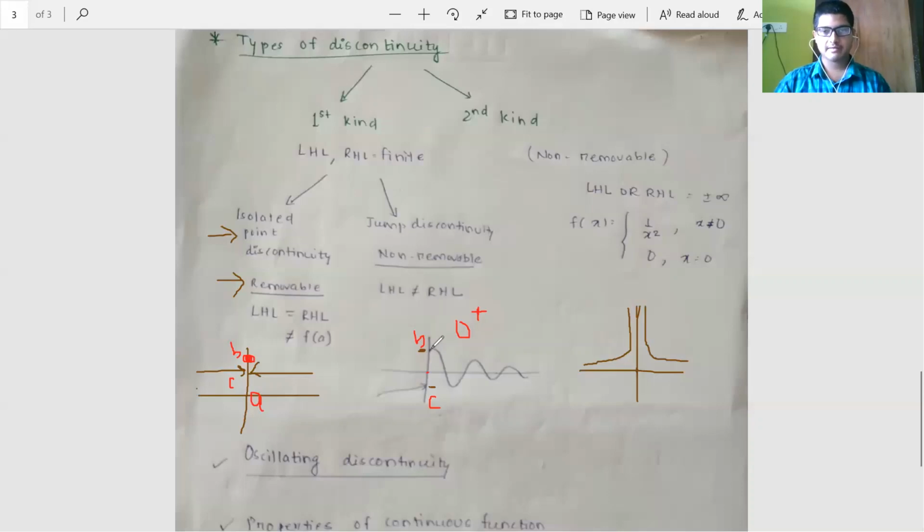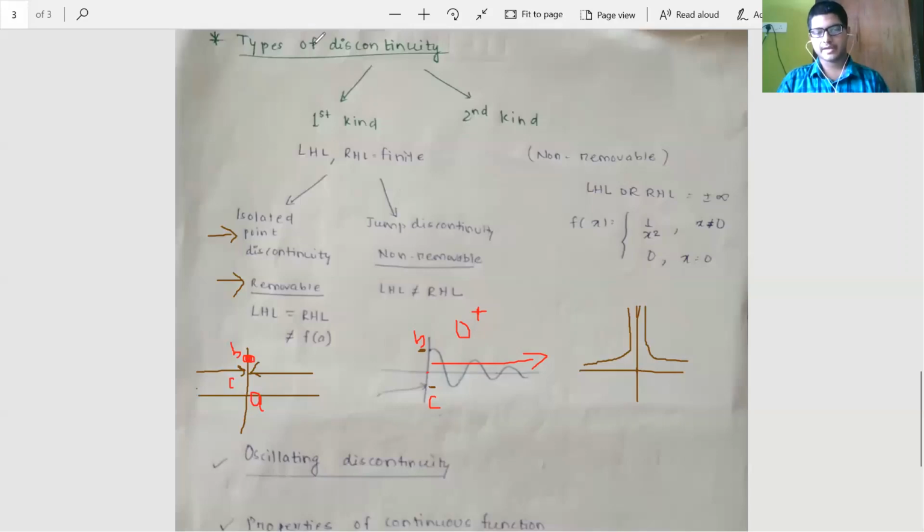Basically, the bottom line is, to remove the discontinuity in jump discontinuity, you have to redefine the function for all of these points. Clear? Without redefining for all of these points, you cannot argue that it is going to be continuous just by defining this one point. Clear? And non-removable, again similarly, you have to redefine the entire function. You cannot just redefine at one point so as to remove the discontinuity. Fine. So this is a basic, very simple introduction.